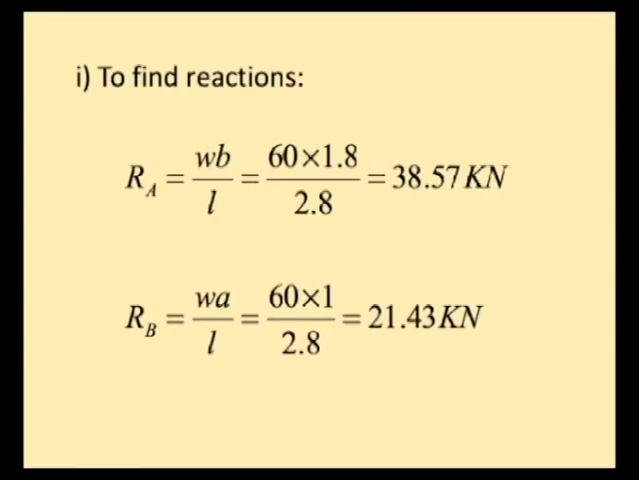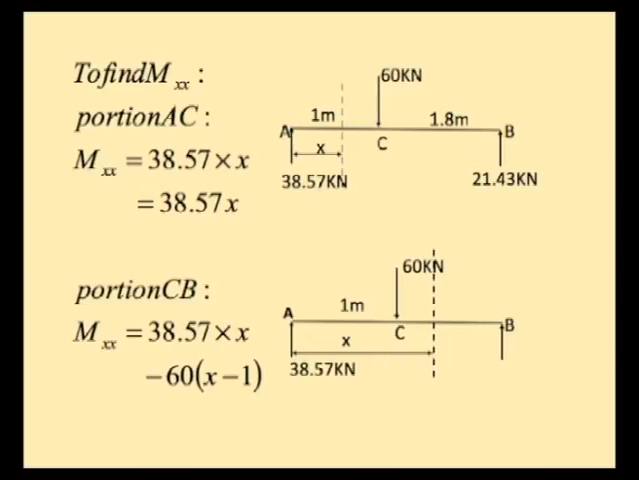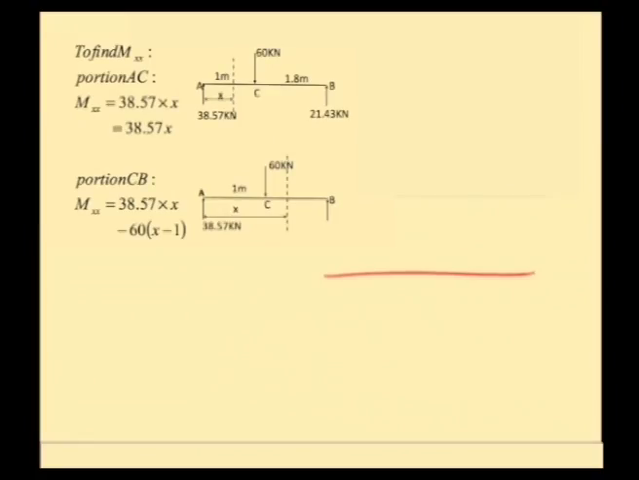Once the reactions are known, mark the reactions and apply the load. Now, we have two portions, portion AC and portion CB. So, consider a section in portion AC.